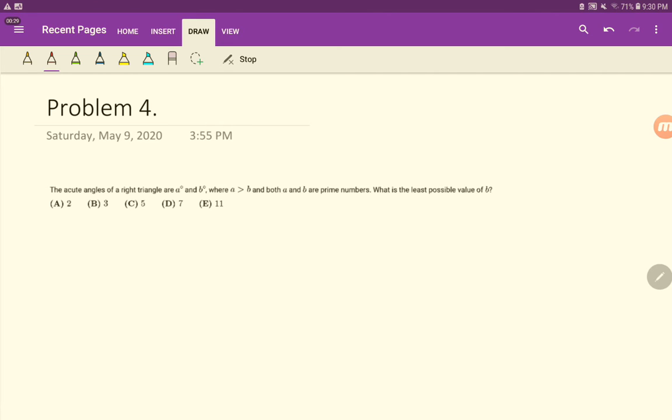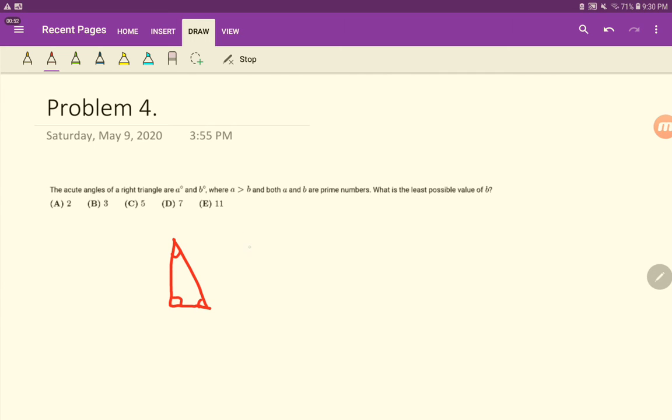So, we have a right triangle. So here's our triangle, we have a right angle, and we have these two acute angles. So we know we want to find the least possible value of B, where B is one of the acute angles of the right triangle. So what do we know about the acute angles?